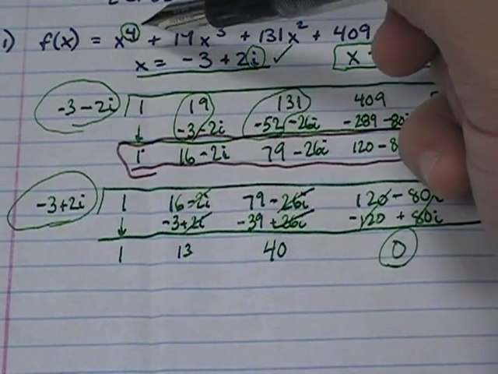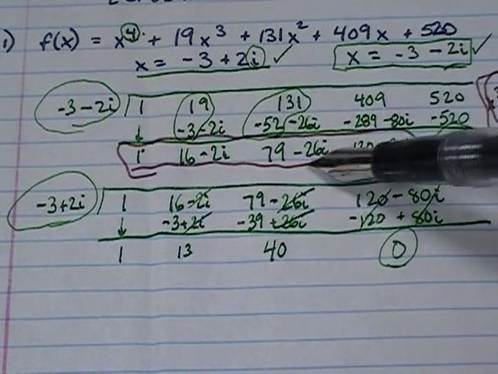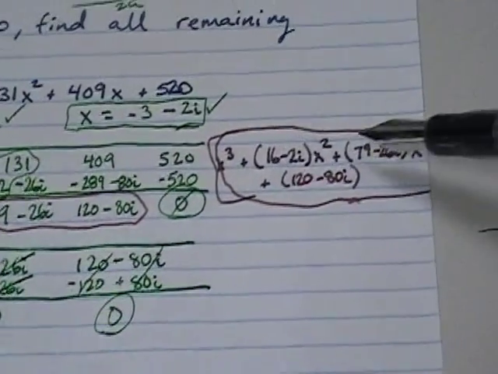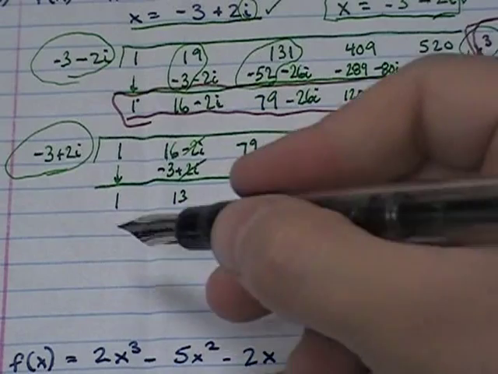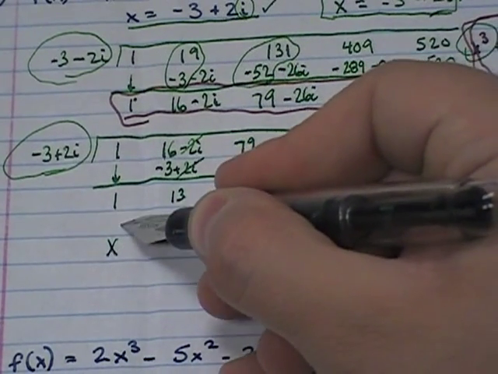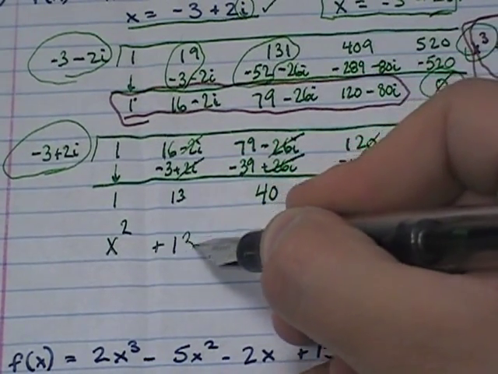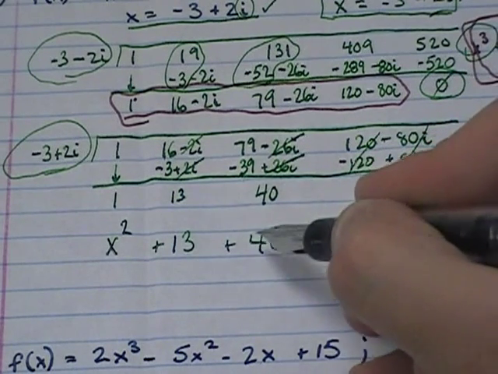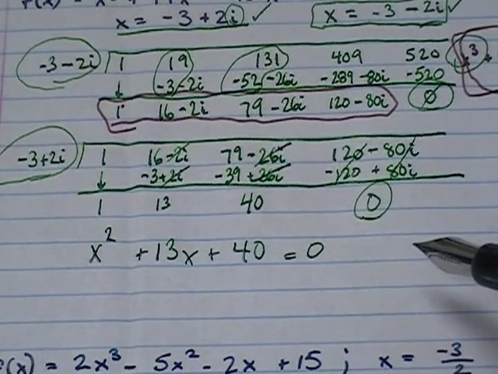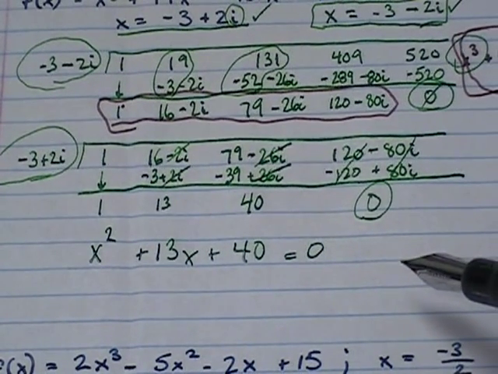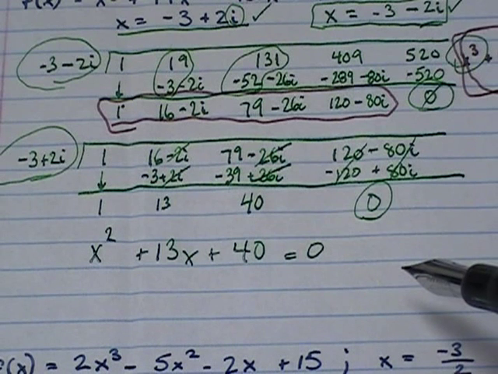Well, I started with a 4th degree polynomial. This answer here that I wrote in red is a 3rd degree polynomial. So now this is going to be a 2nd degree polynomial. Okay? And a 2nd degree polynomial is a quadratic. And a quadratic can very simply, very easily either A, be factored, or B, use the quadratic formula.